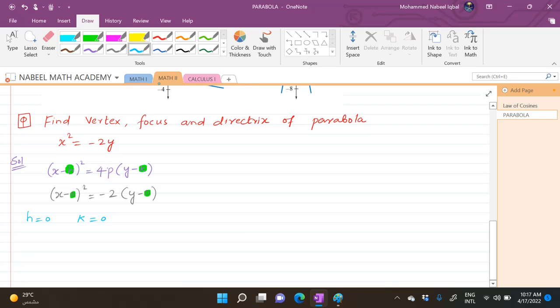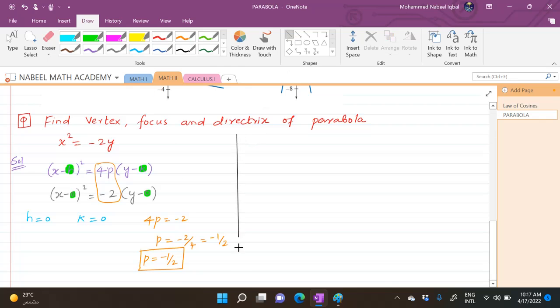So I have to calculate the p value. How will you calculate the p? Just compare these two. So 4p equals minus 2, p is equal to minus 2 over 4, which is minus 1 over 2. P equals minus 1 over 2. So I write it one by one.